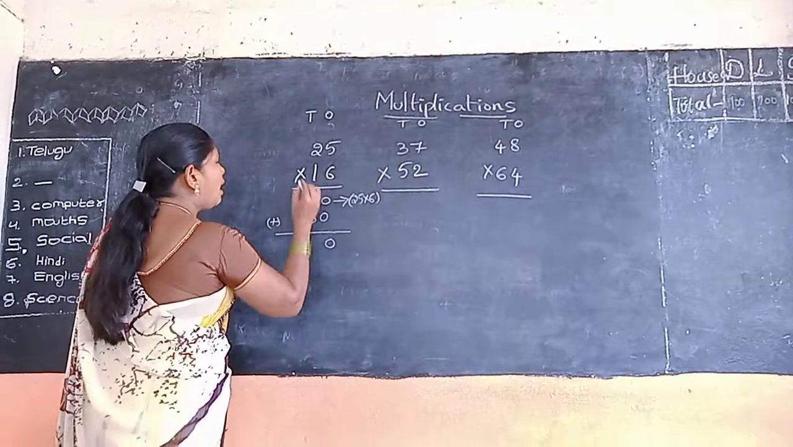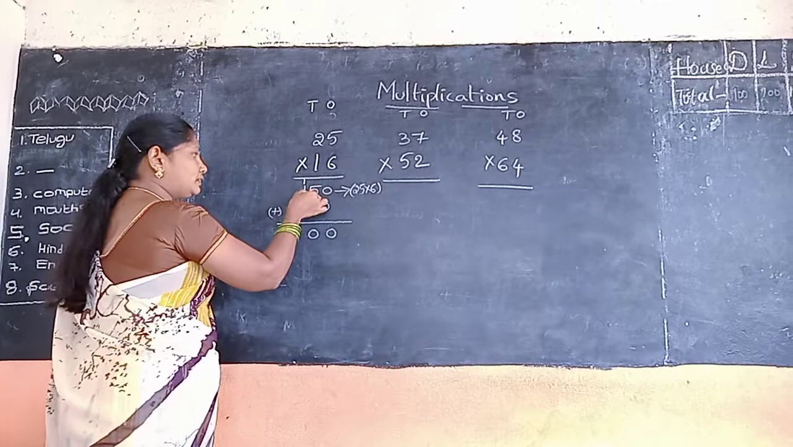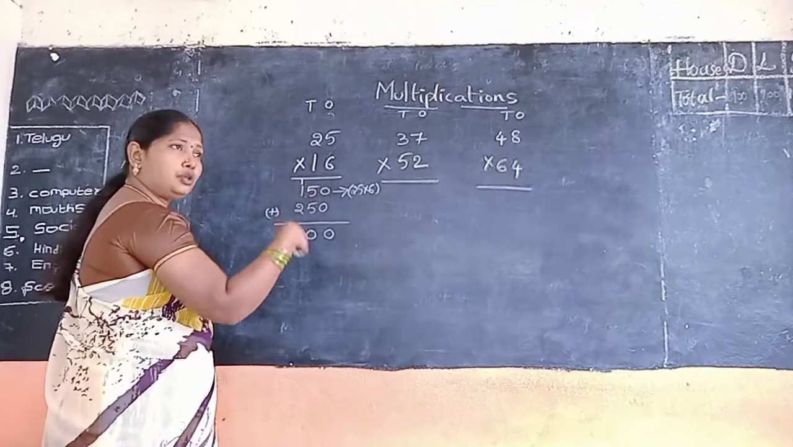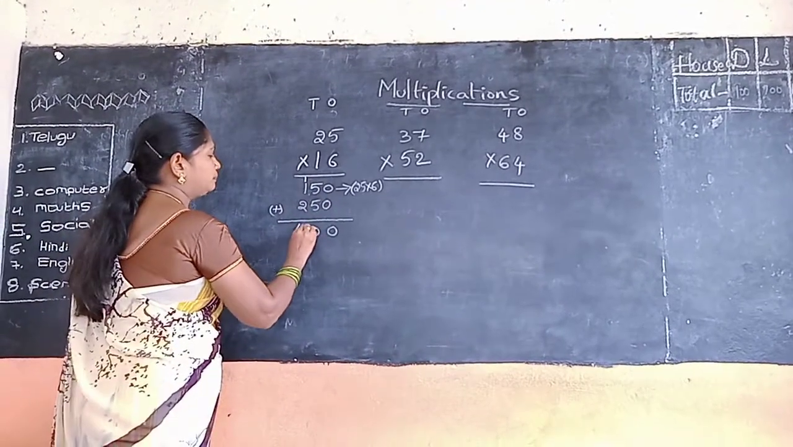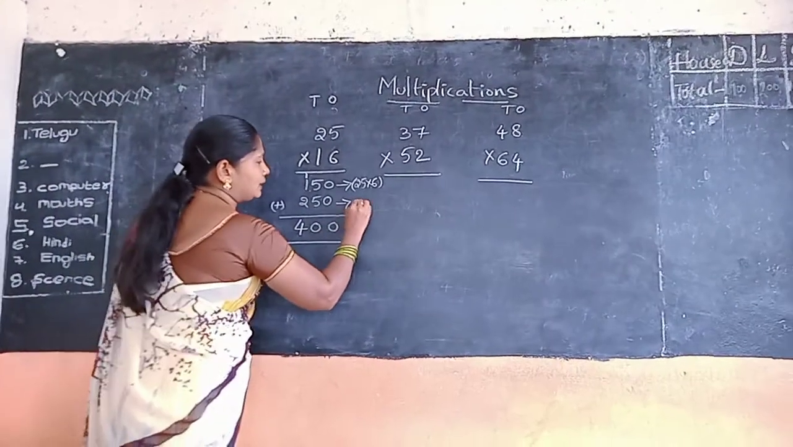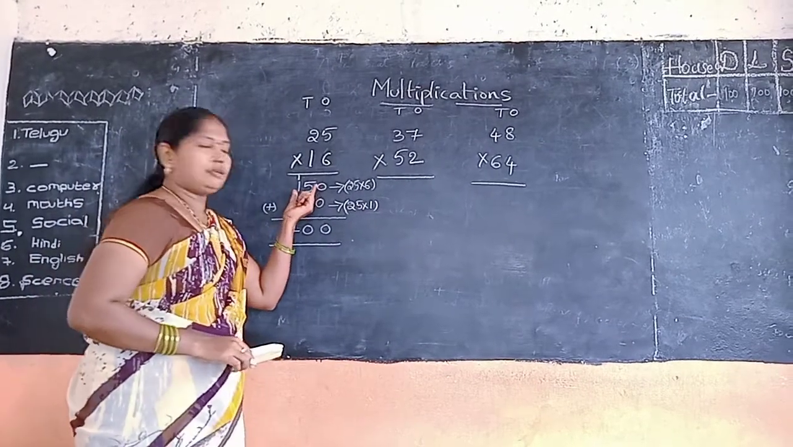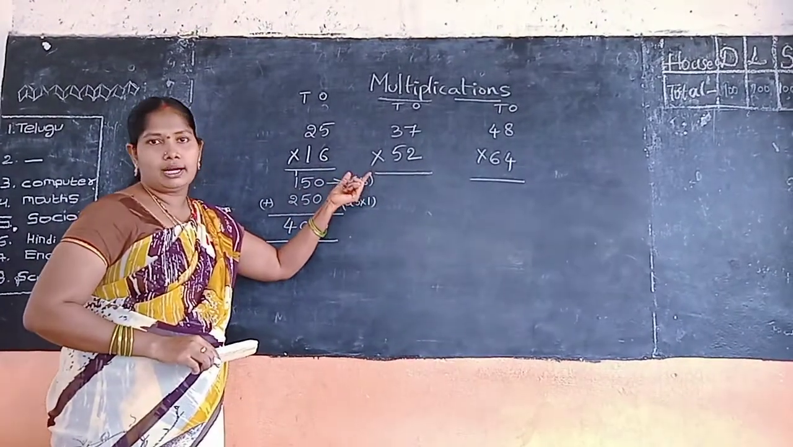10. Now carry the 1 to the 100's place value. 1 in the 10's place value is 0. Now 1 plus 1 is 2. 2 plus 2, how much? 4. Now the answer is how much? 400. This is a 150. 150 means 25 sixes are 150.